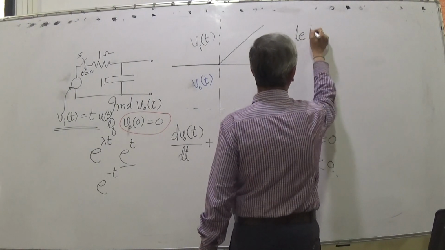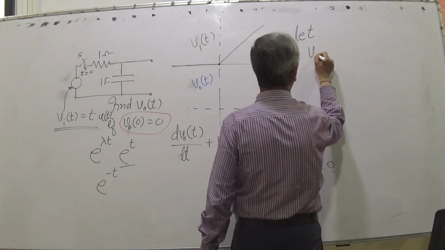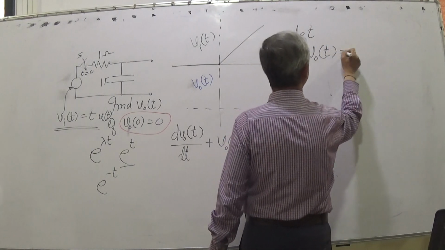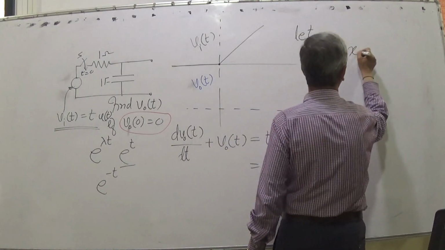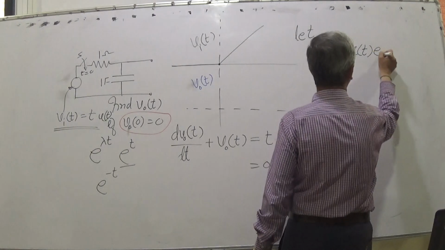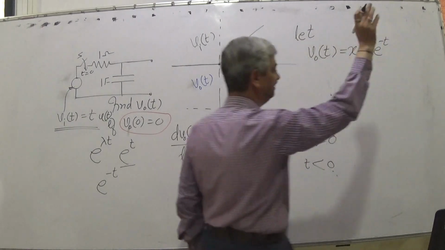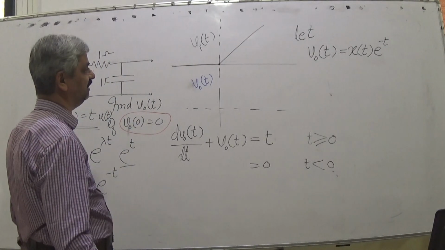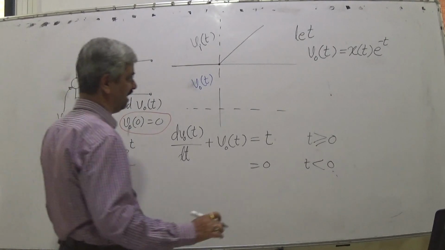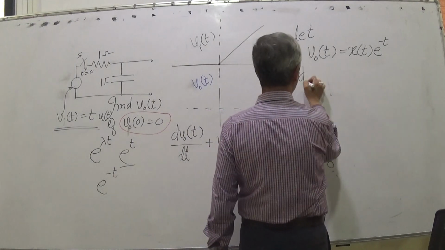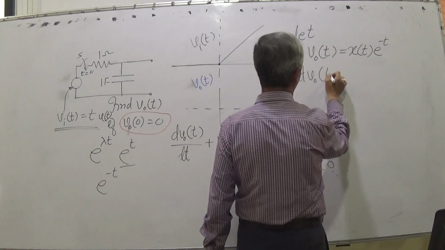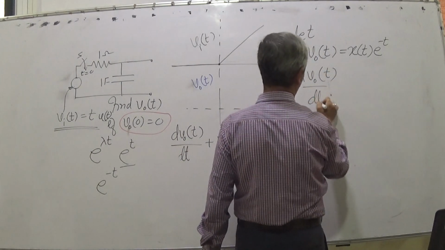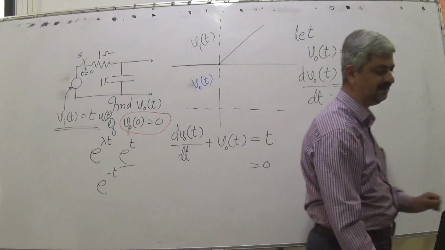Let us try. Let VOT be equal to something into e raised to minus t. It's a very interesting thing I have given. Let VOT be something into e raised to minus t. This is the way you should think of dVOT by dt. Then what is dVOT by dt?